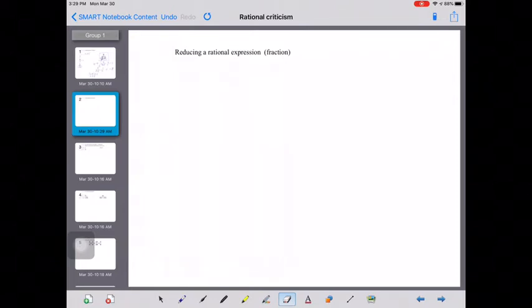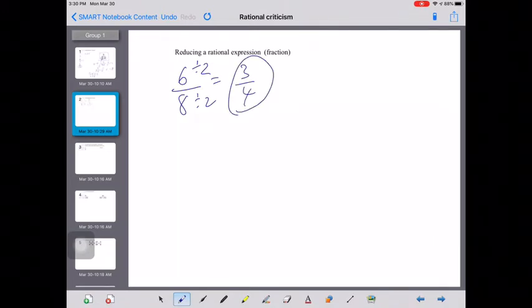Reducing a rational expression. If you have a fraction just with numbers, 6 over 8, if I were to ask you to reduce this fraction, you would find a common factor and divide top and bottom by the same value. In this case, you divide top and bottom by 2, and you end up getting 3 over 4. This is called the reduced. Now, when you have variables in a rational expression, let's just say 6x over 8x squared, and I asked you to reduce this, you would reduce the 6 and 8, the coefficients, as we did before, so 3 over 4.